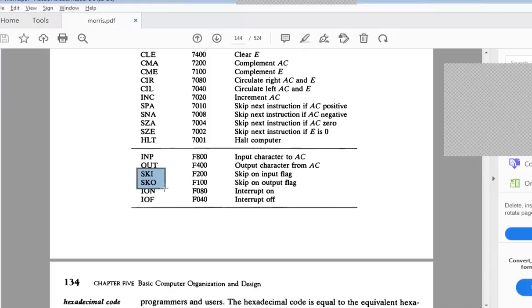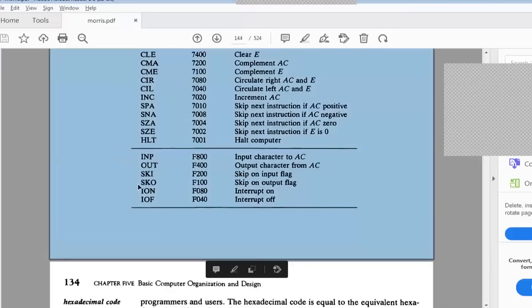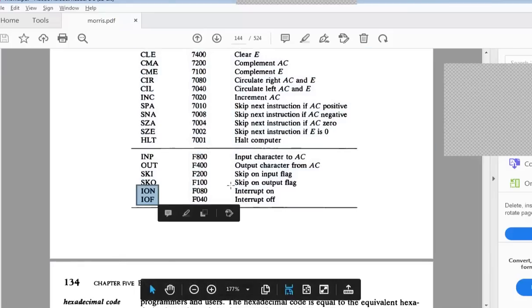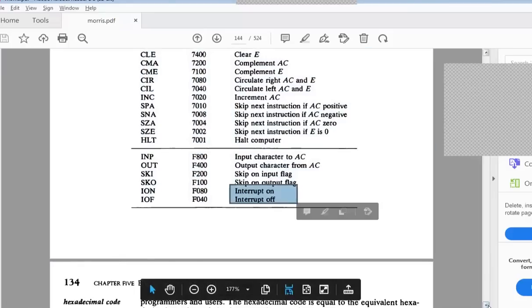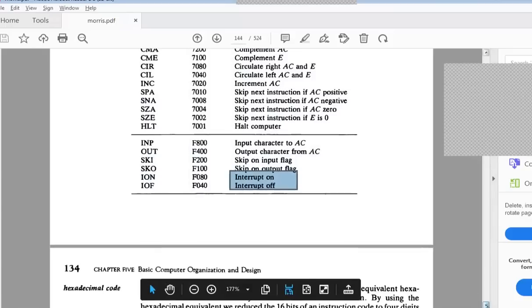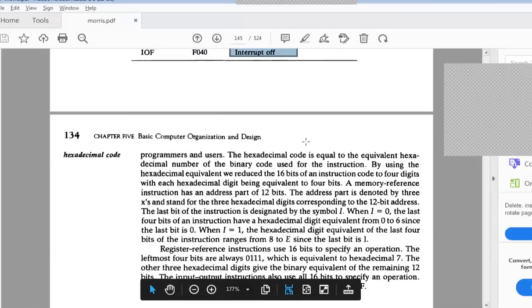We'll be seeing which set of micro operations is involved in each and every instruction in the next section. And the last ones are interrupt on and interrupt off. We'll study what an interrupt is in detail in the upcoming sessions. So these are the 3 different categories of instructions which we covered.